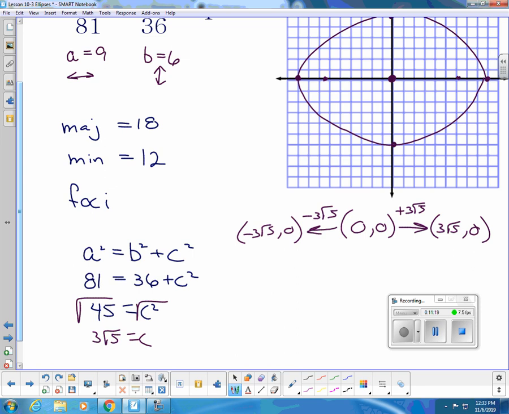Okay? Yes, ma'am? Will the ellipse always start in the origin? No, it will not. Let's look at another example. Got those written down?